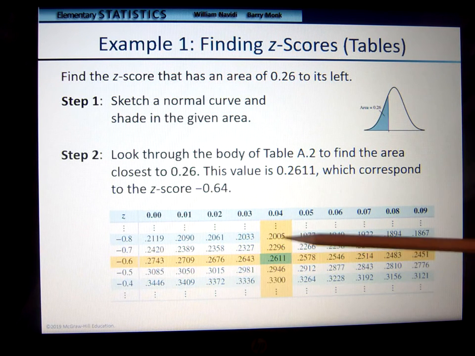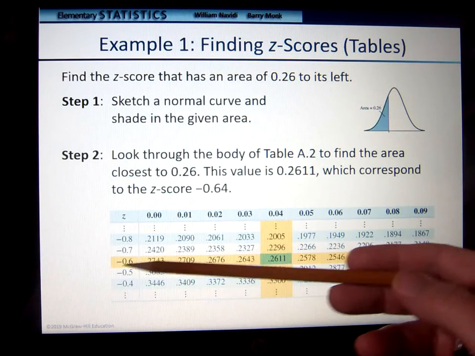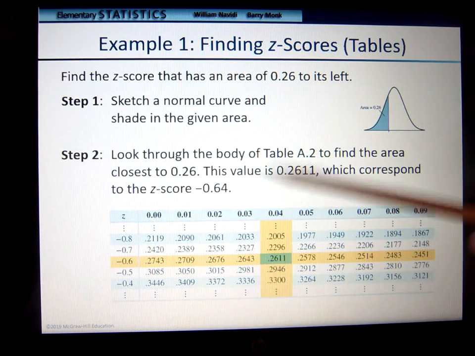So I will go up and I will see there's my hundreds place, my tens place, and it's negative. So my z-score would be -0.64.